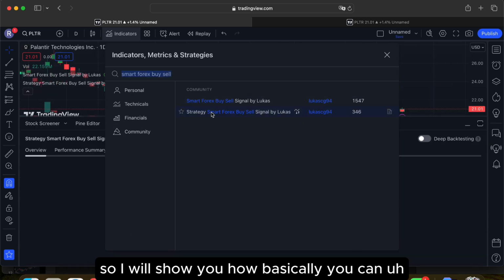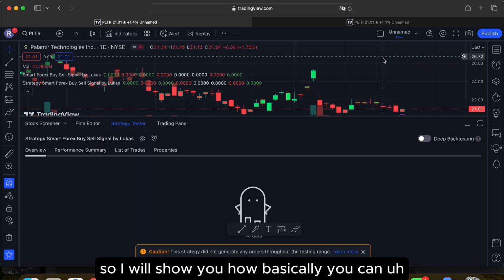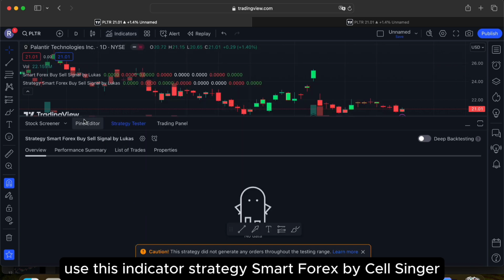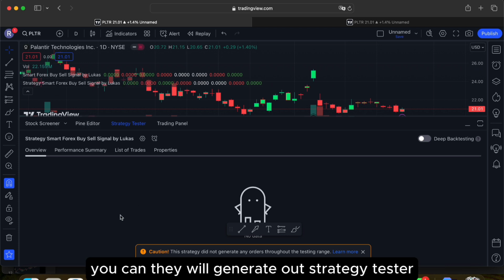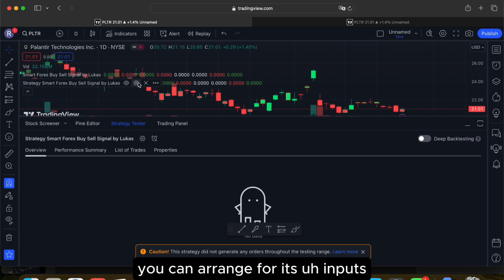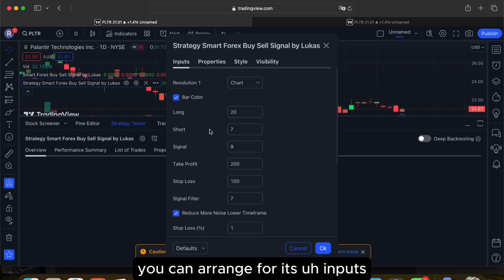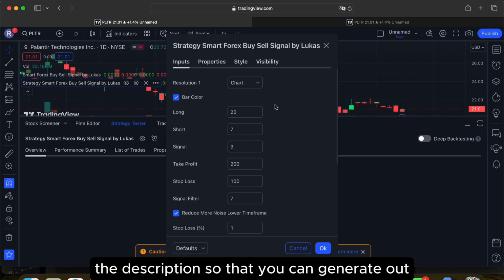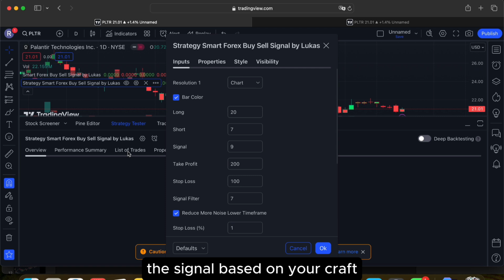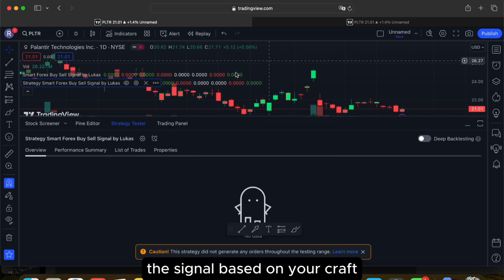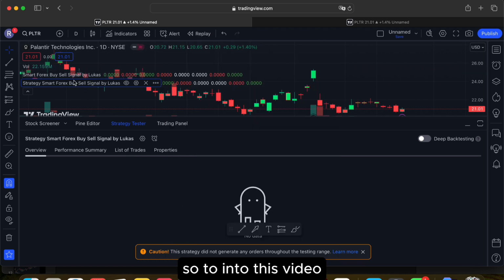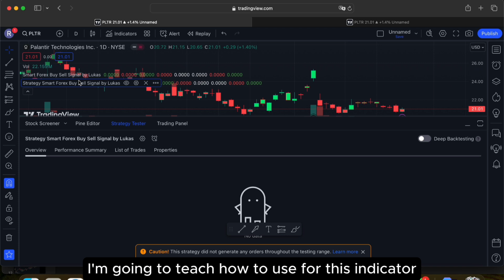So I will show you how. Basically, you can use this indicator strategy, Smart Forex Buy Sell Signal. It will generate the strategy tester. You can arrange its inputs and description so that it can generate the signal based on your graph. So in today's video, I'm going to teach how to use this indicator.